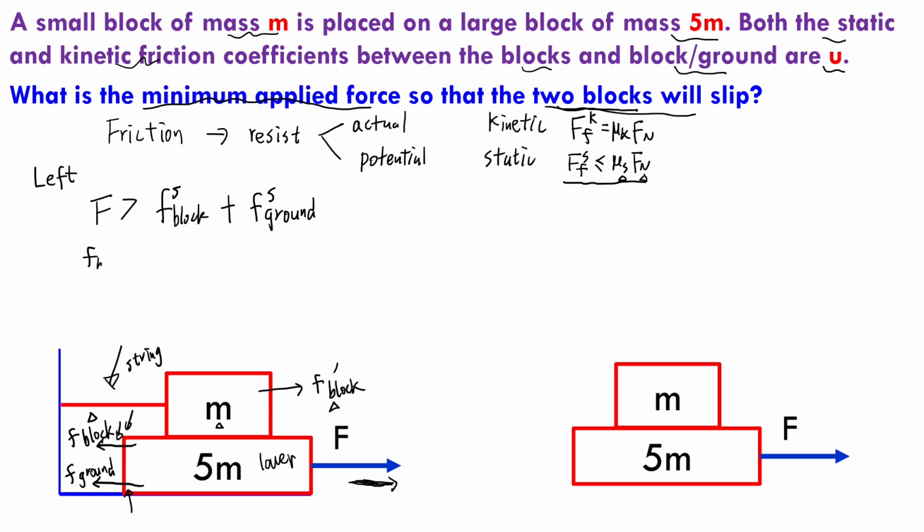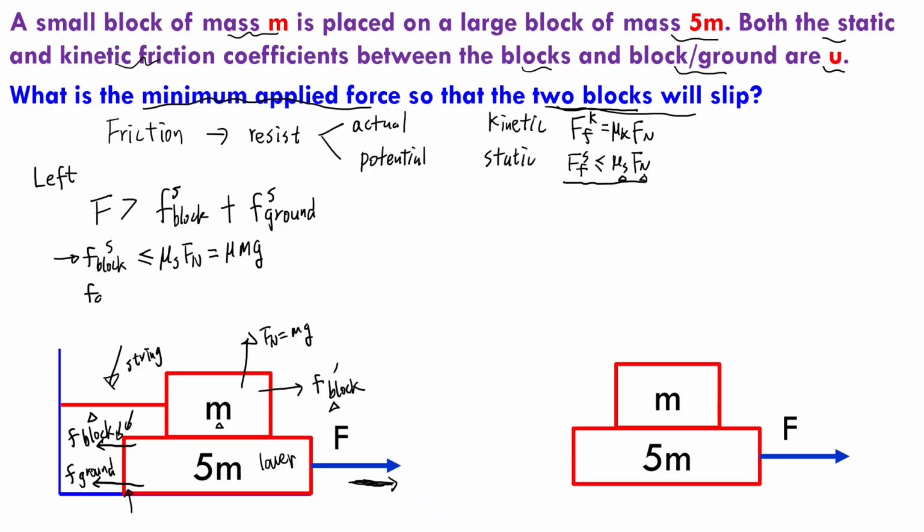And for the friction force from the upper block, we know this static friction force should be smaller or equal to mu s times the normal force. And we know the normal force here, Fn, equals mg. So the maximum static friction force should equal mu mg. And that's from the upper block.